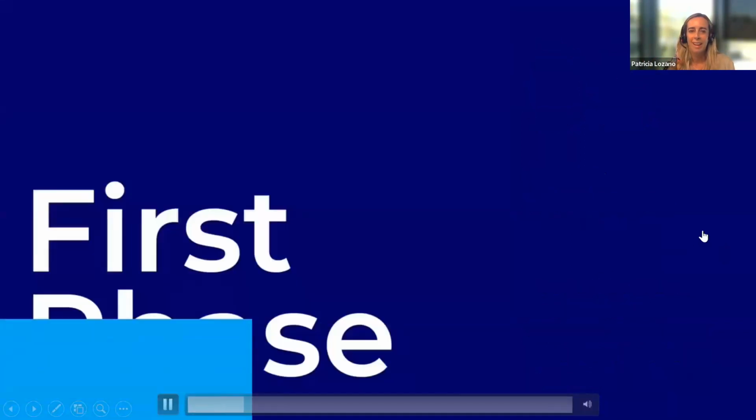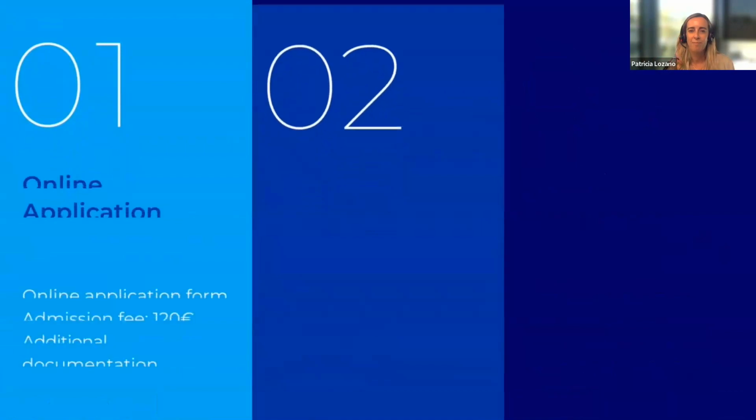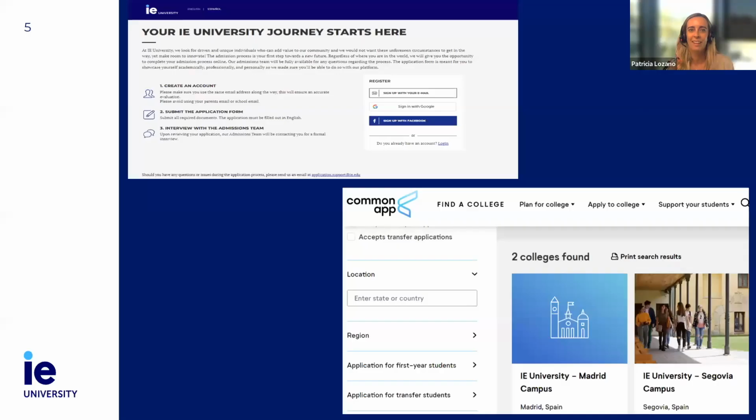If you can move to the next one. Again, go again. Yeah, okay. So there you can see our own application form, because they can apply through our own application form, and they can also find both campuses that we have, Madrid and Segovia, through the common application.